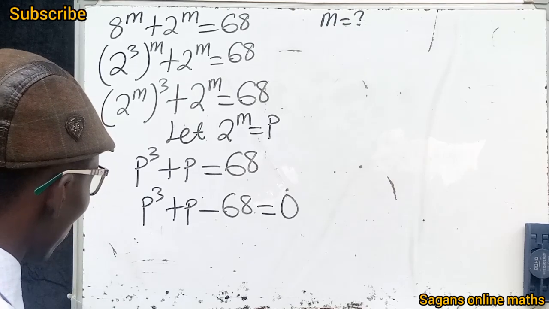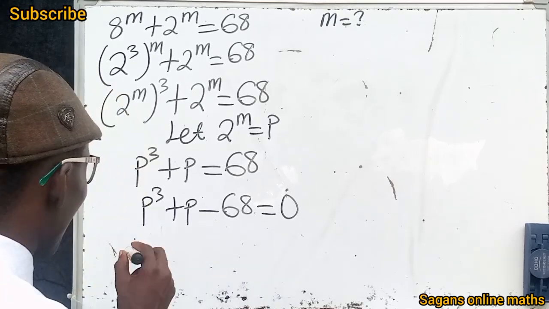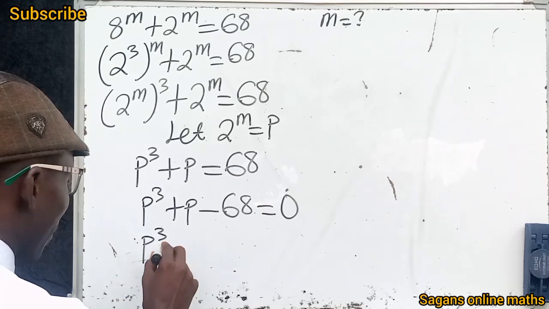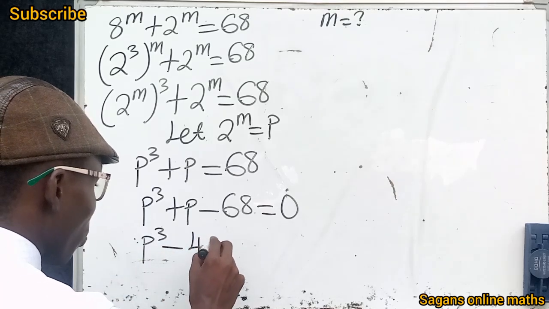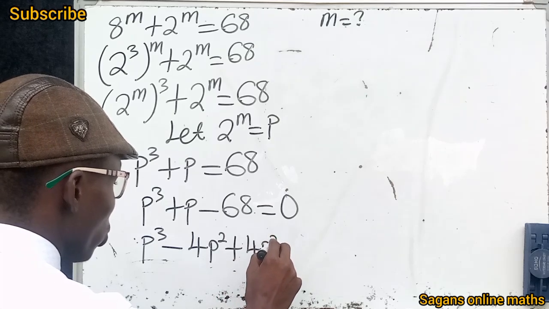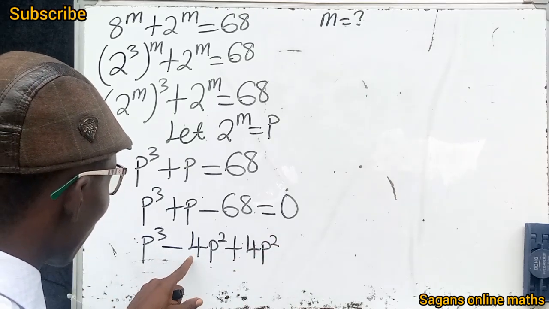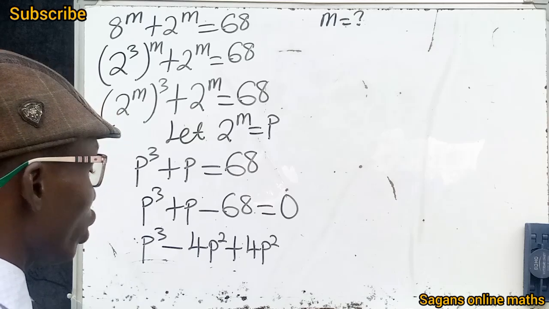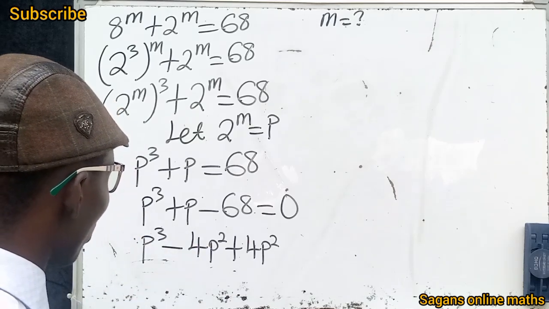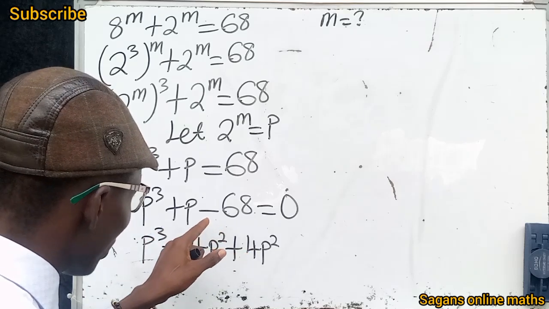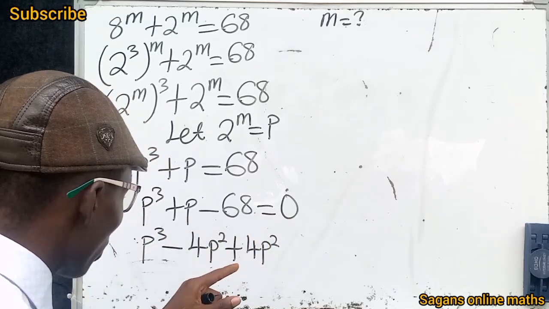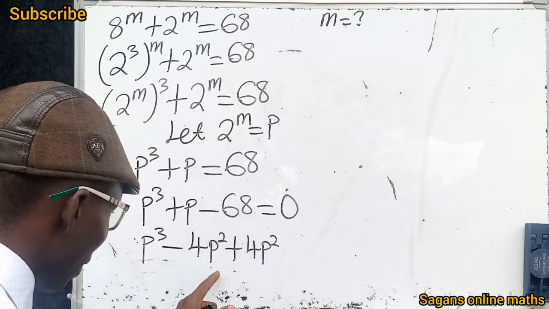Now, there's one of the interesting things I'm going to do here. Do you know that I'm not wrong if I decide to write this expression as p raised to the power of 3, then minus 4p raised to the power of 2, then plus 4p raised to the power of 2? Because minus 4p raised to the power of 2 plus 4p raised to the power of 2 is just 0. Why am I doing this? I'm doing this so that I can factorize this expression you're seeing here. Well, this is an equation because you have the equality sign, but I want to factorize this. If I didn't do this, I cannot factorize this. So that's the reason why I'm doing this.